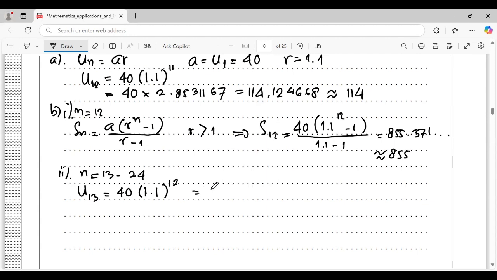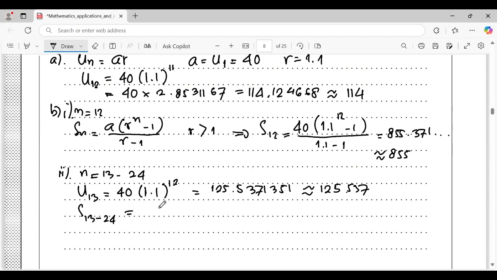Calculate: 125.5371351. Rounded becomes 125.537. And it means S, 13 to 24.